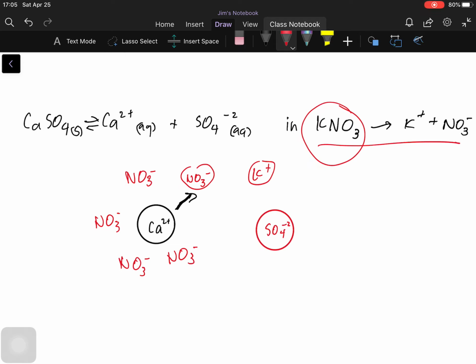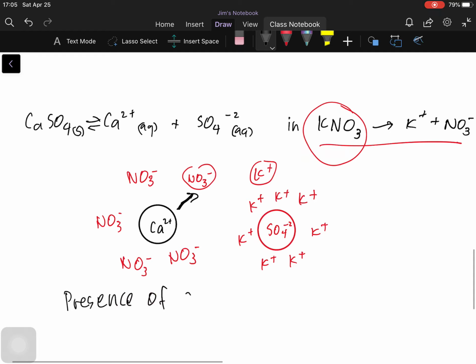Same goes for sulfates. These potassium ions prevent sulfate from being attracted to calcium. What happens is that our potassium ions flood the surroundings of the sulfate ions, thus preventing them from combining. So that means the presence of diverse ions prevents the recombination of our precipitates. Let me write that down for you to take down notes.